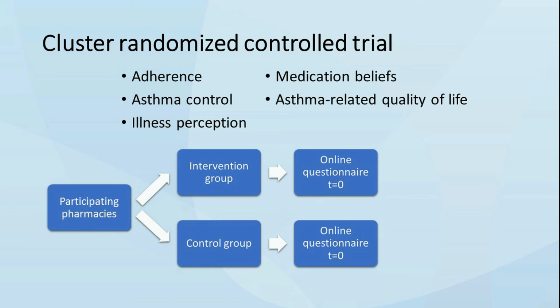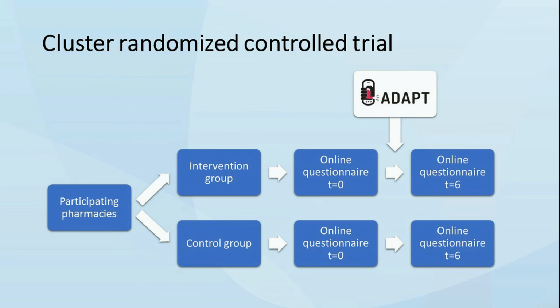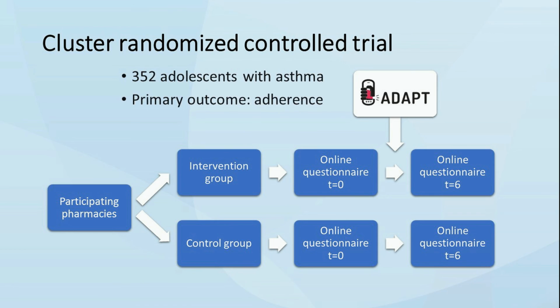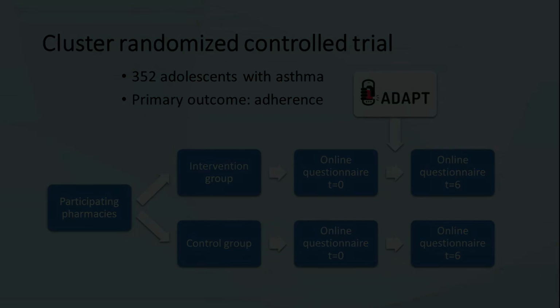After the first questionnaire, the intervention group has 6 months access to the intervention and the control group receives usual care. At the end of follow-up, both groups fill in the last online questionnaire. The ADAPT study aims to include 352 adolescents with asthma. The primary study outcome is medication adherence, measured by patients' self-report and medication refill records.